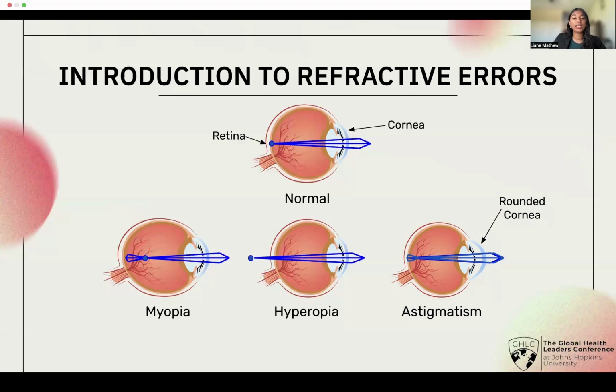While these conditions might seem straightforward, their implications are far-reaching. Refractive errors are the leading cause of vision impairment that affects 2 billion of our population and hundreds of millions of children. If left uncorrected, these errors significantly impact a child's daily life, from education to employment to overall quality of life.